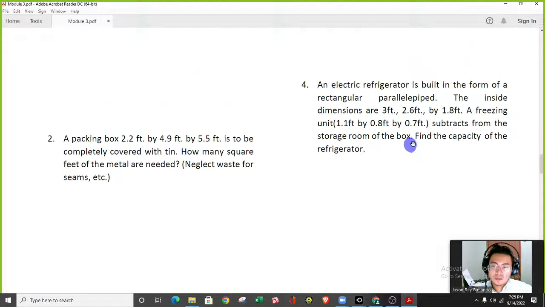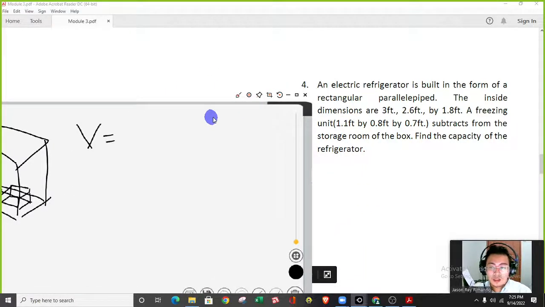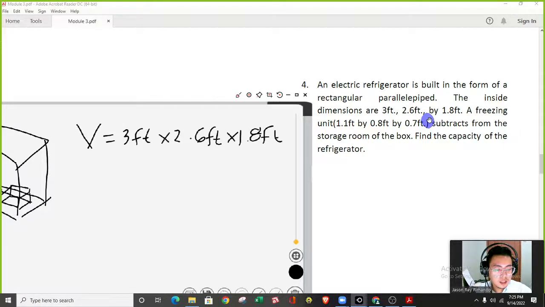So, how do we solve? First, volume ng total. Okay? Inside dimension. 3 feet by 2.6 feet by 1.8 feet. Okay? Ilan? Sir, 14.04. 14.04 cubic feet. Okay? Tapos sabi niya, isusubtract natin yung freezing unit. So, minus the volume of your freezing unit.